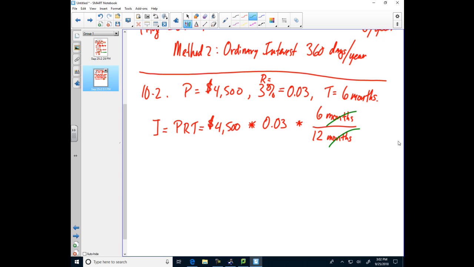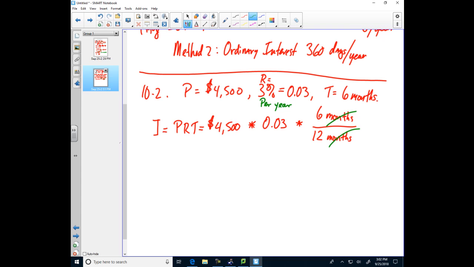Okay, now the assumption here is this 3% is per year. You don't say that, does it? 6 months and the 12 months, and you cancel that out. Yeah, the months cancel out. You're still left with the 6 and the 12. So are you reducing that fraction? Yeah, to the 1/2? Yeah.